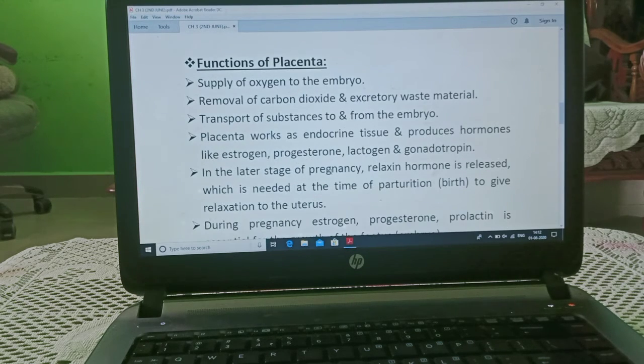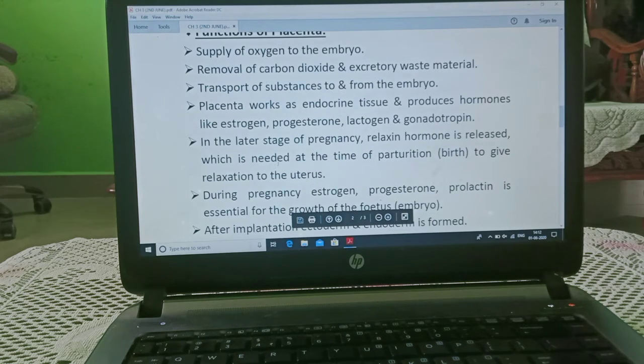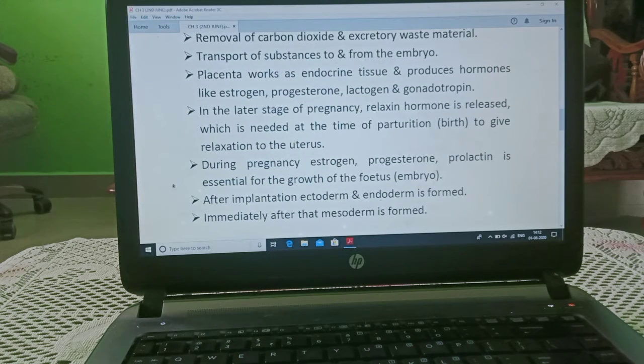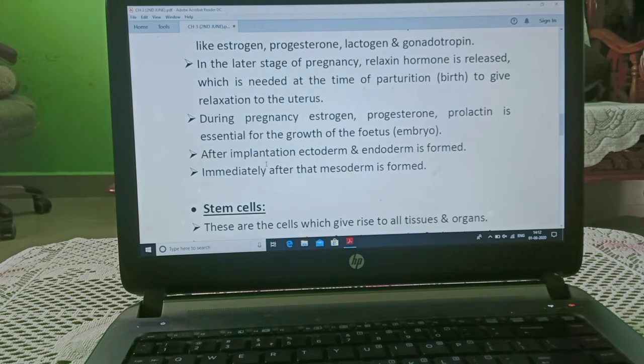Now the functions of the placenta: supply of oxygen to the embryo, removal of carbon dioxide and excretory waste material, and transport of substances to and from the embryo. The placenta works as an endocrine tissue and produces hormones like estrogen, progesterone, lactogen and gonadotropin. In the later stages of pregnancy, the relaxin hormone is released, which is needed at the time of parturition, that is birth, to give relaxation to the uterus.